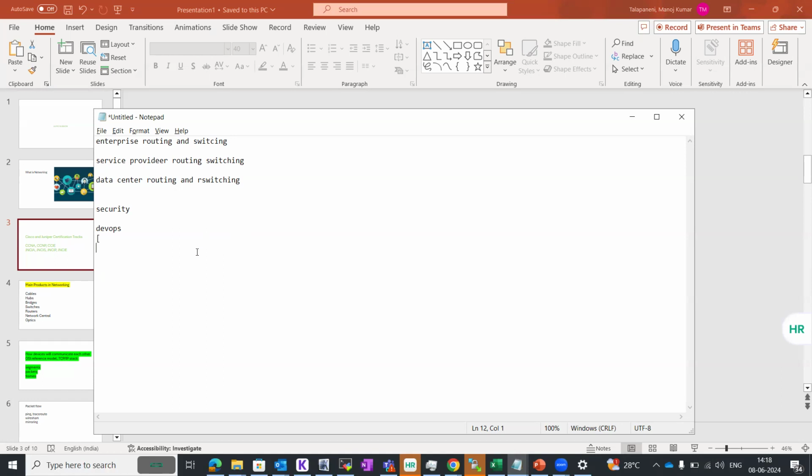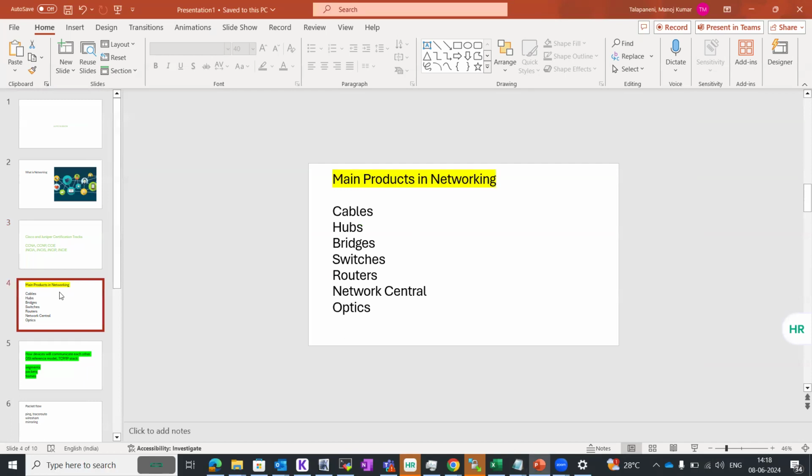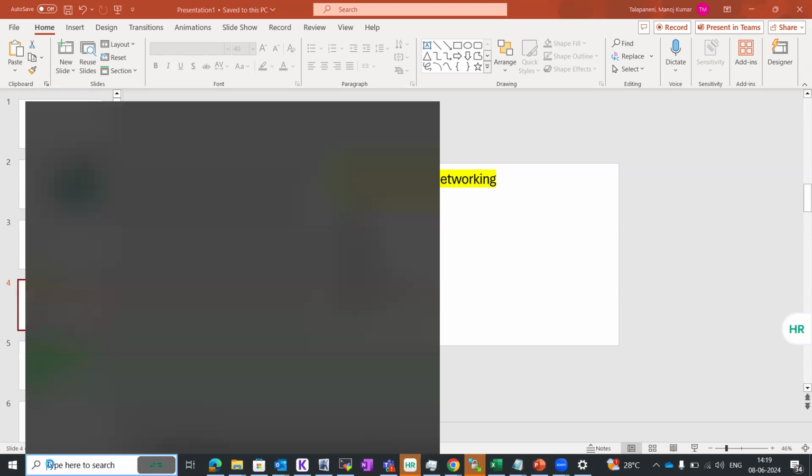Now, what are the main products we use in networking? Today, wireless is very powerful. From our gadgets to everywhere, mobiles and tablets, we use 802.11, which is an IEEE standard. By using that, we connect devices using wireless standards. When it comes to physical products, there are various products we use in networking, like cables, hubs, bridges, switches, routers, networking central, and various optics. When it comes to cables, to connect two devices, we use cables.